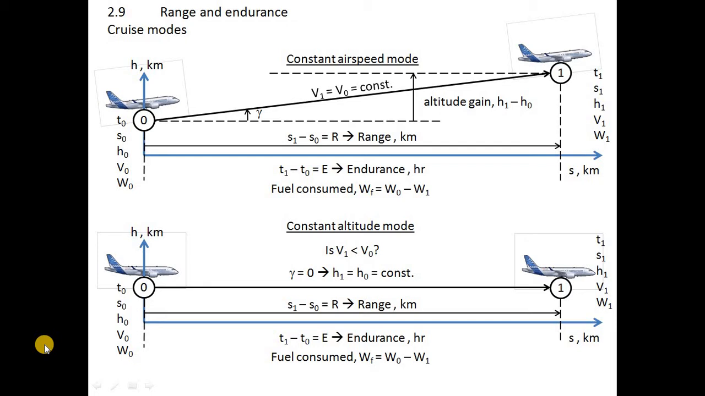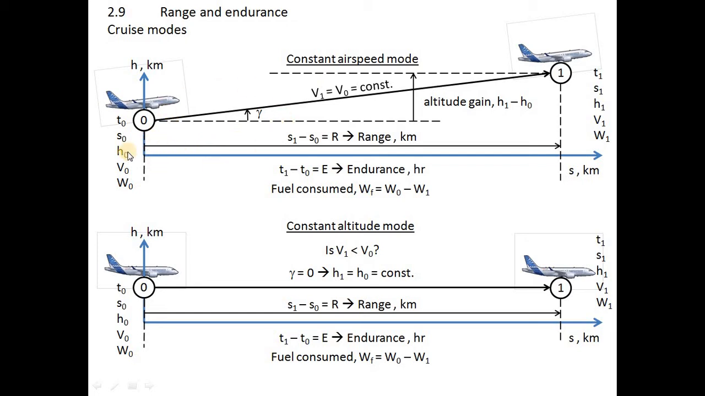It's about the range and endurance. So just look at this. This is the cruise mode. We have two types of cruise mode. Actually, various types, but what we are going to discuss now is only two types. One is the constant airspeed mode. Another one is constant altitude. So there are two types.